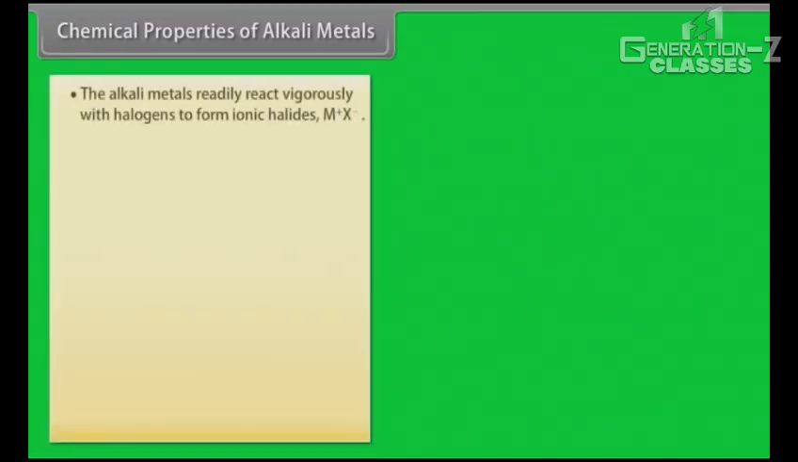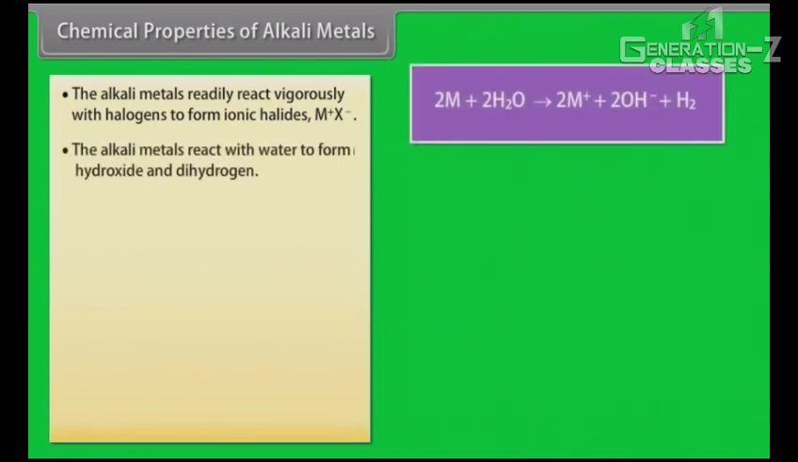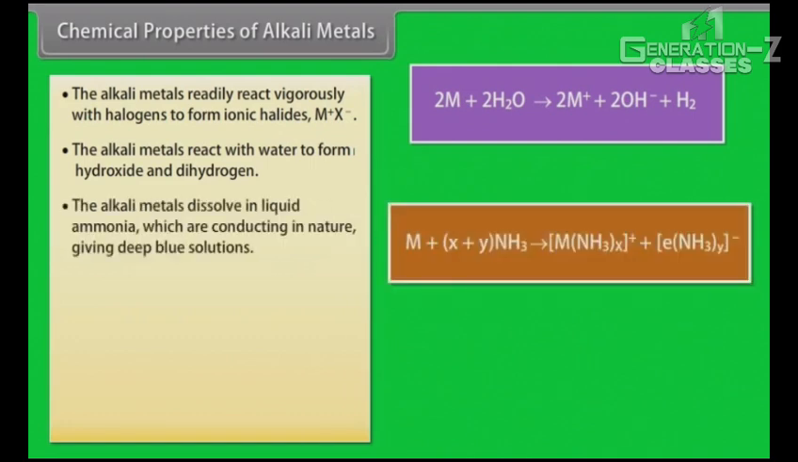Chemical properties of alkali metals. The alkali metals readily react vigorously with halogens to form ionic halides, M+ X-. The alkali metals react with water to form hydroxide and dihydrogen. The alkali metals dissolve in liquid ammonia, which are conducting in nature, giving deep blue solutions.